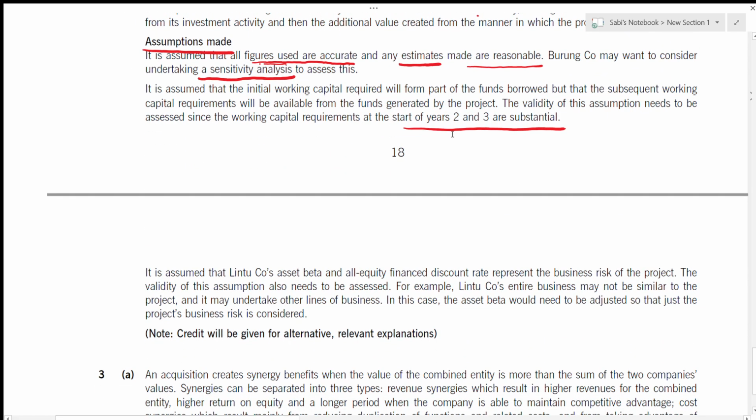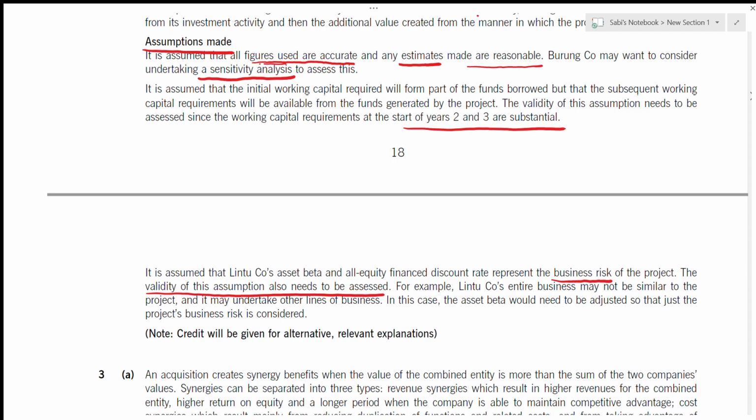And finally the third para. It is assumed that Linto company's asset beta and all-equity finance discount rate represent the business risk of the project. The validity of this assumption also needs to be assessed. Always write this kind of sentence. Whenever you're talking under assumptions, put these lines: the validity needs to be checked, try out sensitivity analysis.